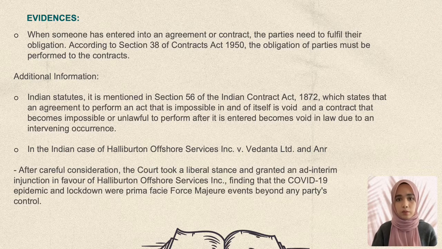And additional information in Indian statutes, it is mentioned in Section 56 of the Indian Contract Act 1872, which states that an agreement to perform an act that is impossible in and of itself is void, and a contract that becomes impossible or unlawful to perform after it is entered becomes void in law due to an intervening occurrence.